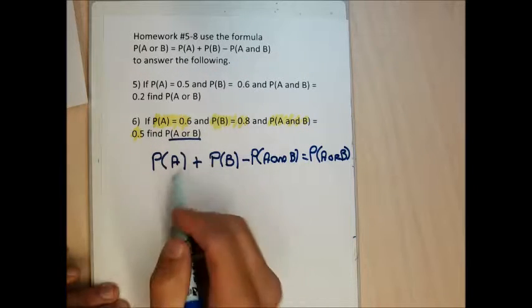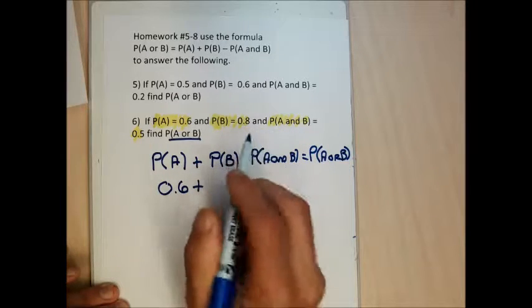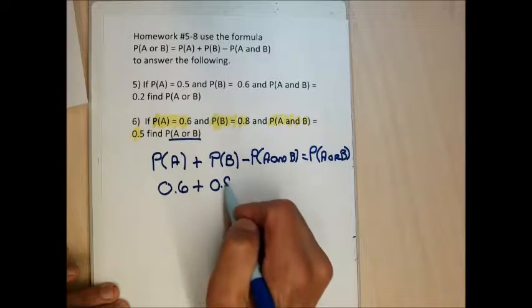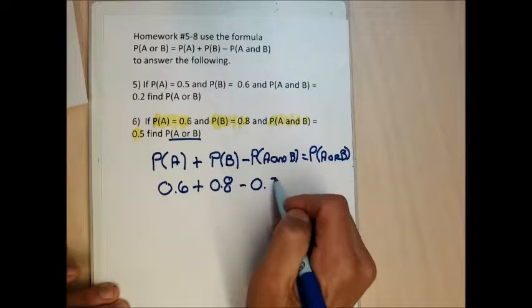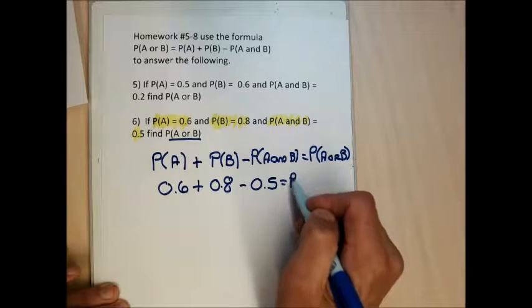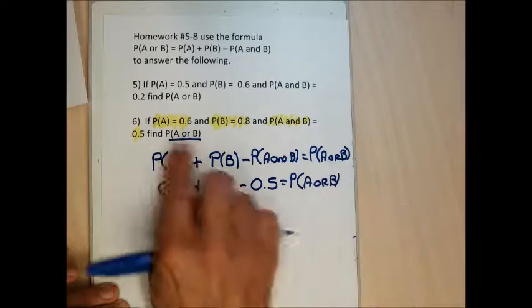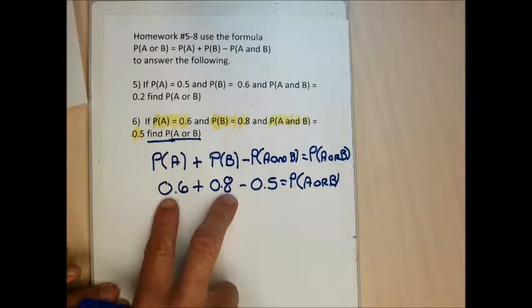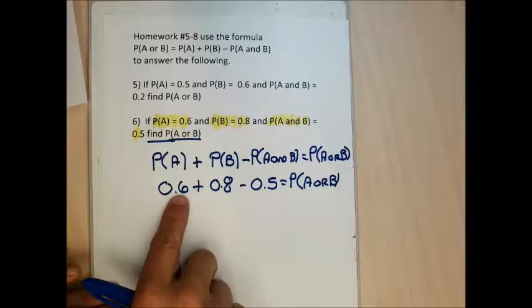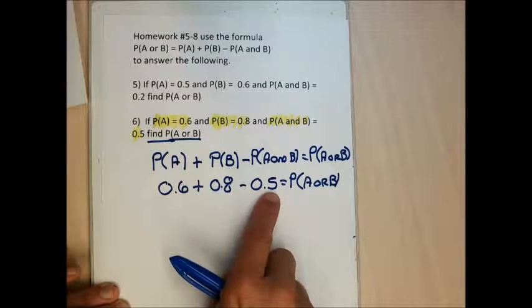And for the probability of A, I'm going to put 0.6. And for the probability of B, I'm going to put 0.8. And for the probability of A and B, I'm going to put 0.5. I'm going to leave the right-hand side the probability of A or B, and that's what I'm trying to find. It says find the probability of A or B. I think I can do this in my head. I think it comes out to 0.9. 0.6 plus 0.8 is 1.4 minus 0.5 is 0.9.